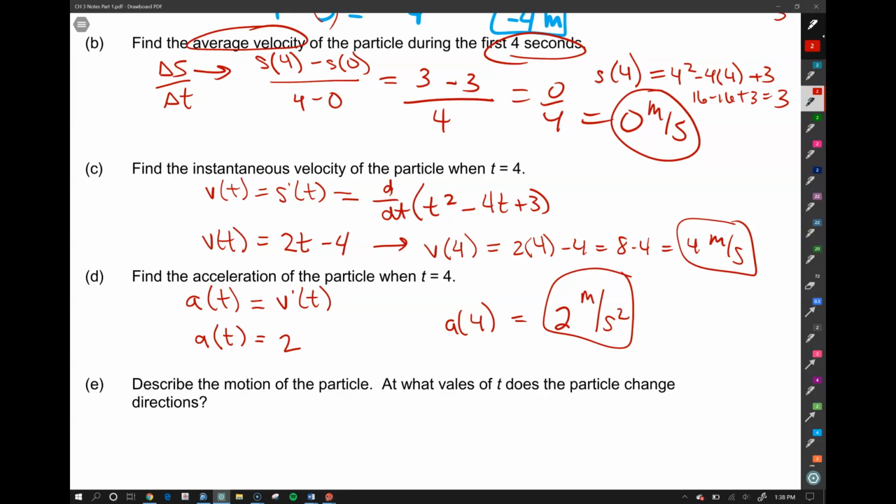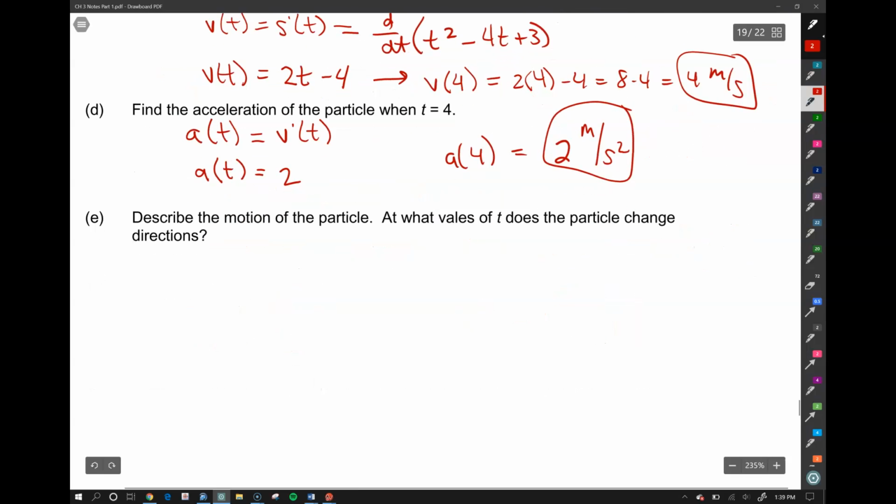Yep. All right, so now let's describe the motion of the particle. So we have all this information, right? During the first 2 seconds, it goes back 4 meters. The average velocity during the first 4 seconds is 0 meters per second. And then we know that the acceleration at 4 seconds is 2 meters per second squared, which is going positive. So let's describe the motion of the particle. At what values of t does the particle change direction?